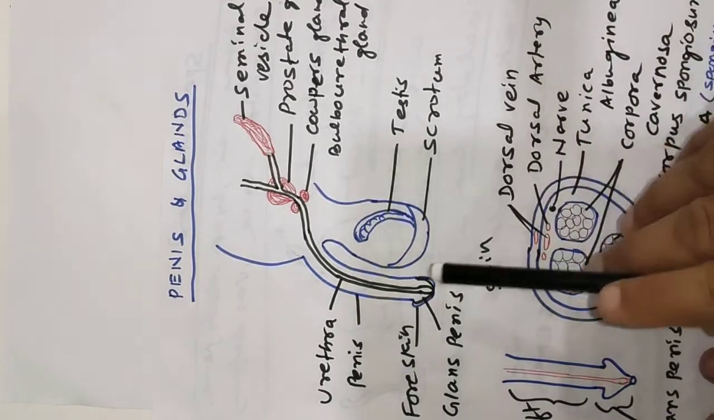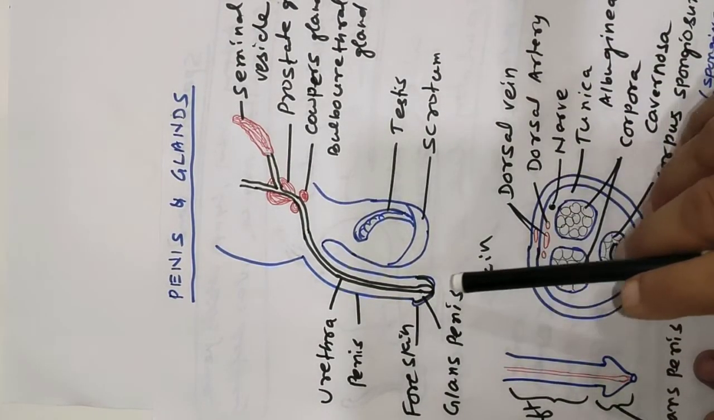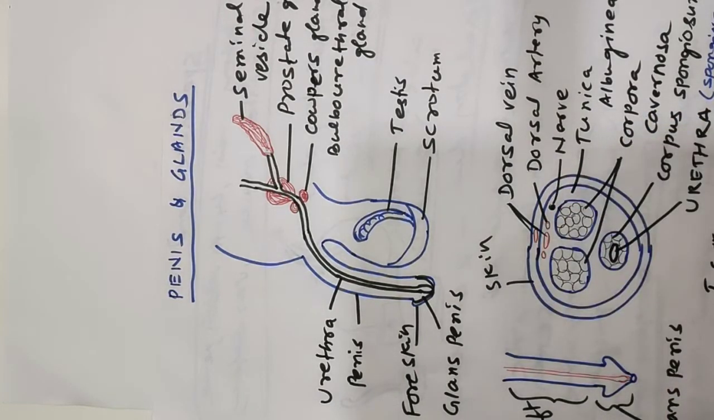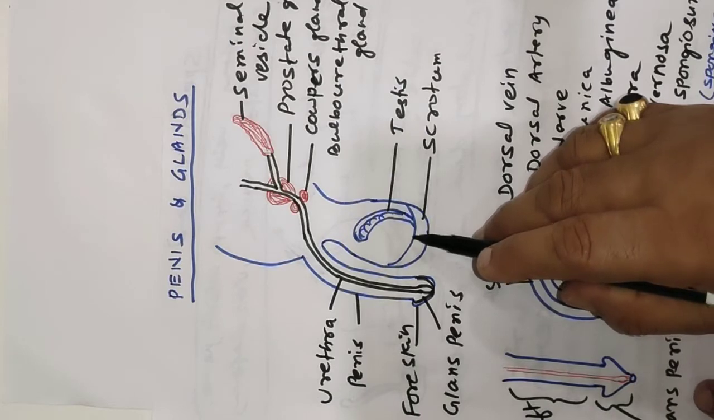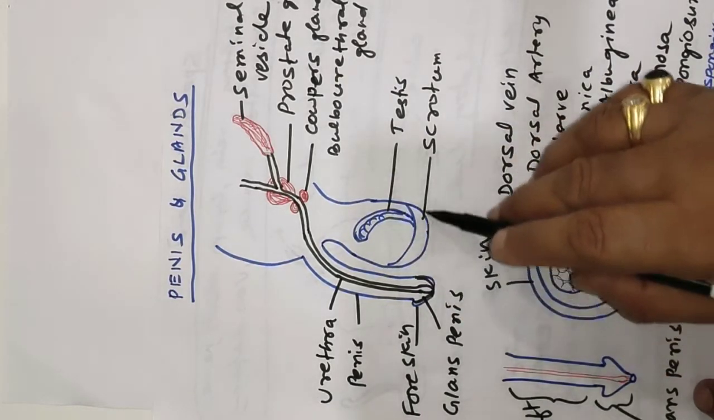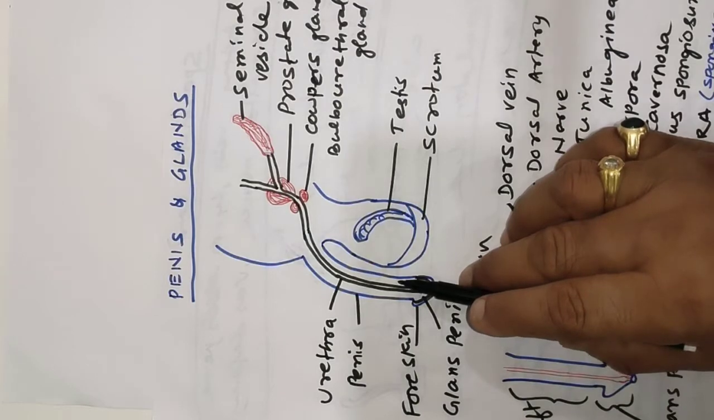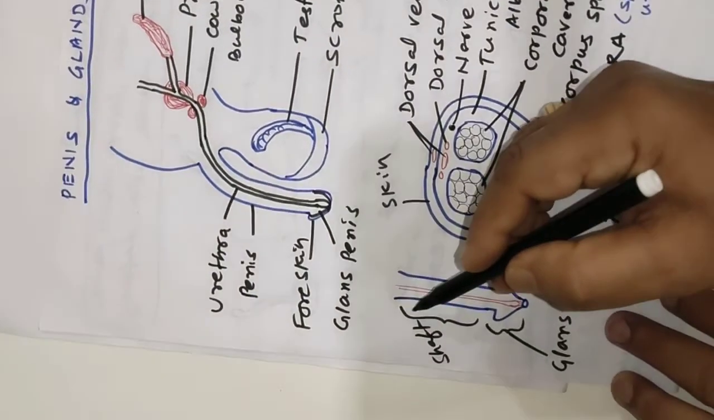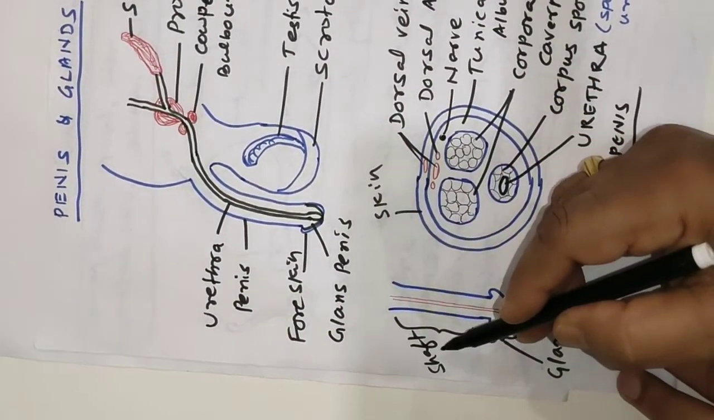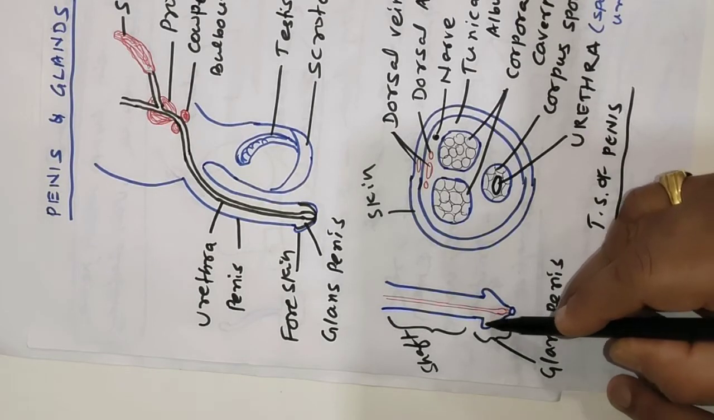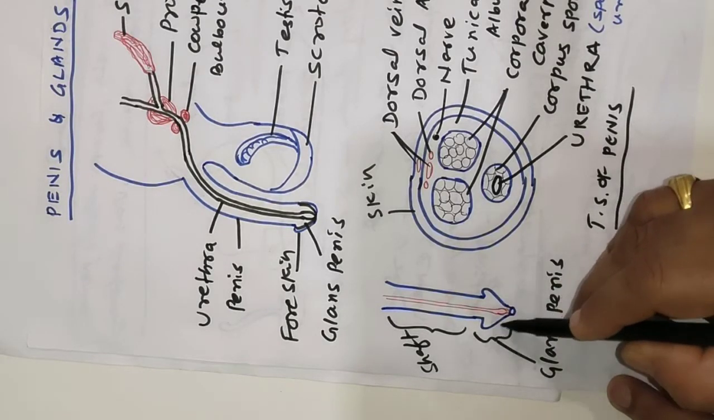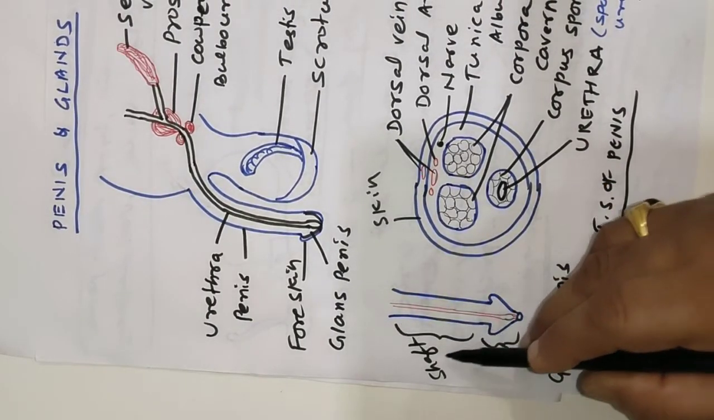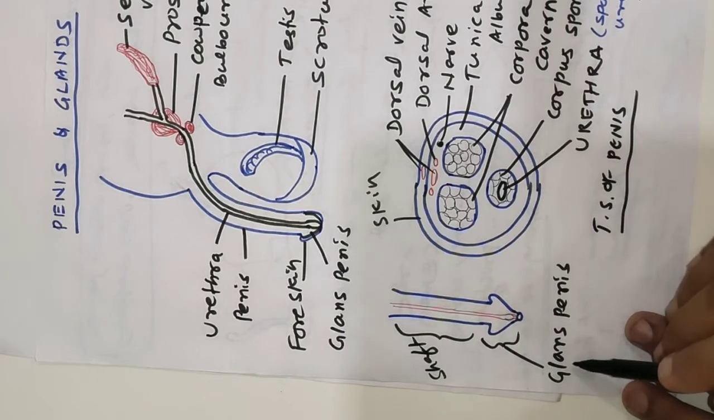Clear? Penis is the erectile male copulatory organ which hangs down in front of the scrotum. This is the scrotum. In front of the scrotum, a single penis is found. A penis has two parts: a long part that is known as the shaft, and the expanded tip that is called the glans penis.